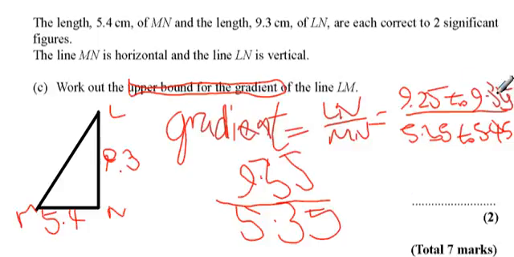So if we have any number between 9.25 to 9.35 on the top and any number between 5.35 and 5.45 on the bottom, we want to pick the largest possible number on the top and the smallest possible number on the bottom to end up with the upper bound for the gradient, the highest possible value overall. And that's the ultimate aim of this question. The answer you get is going to be somewhere in the order of 1.79 or something. I don't know exactly, but you should write down the full answer and not just round that.